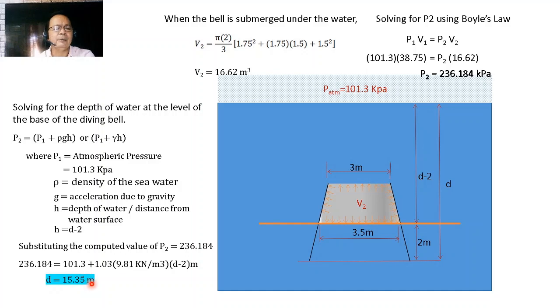D becomes equal to 15.35 meters, meaning at a depth d equal to 15.35, the distance from the bottom of this diving bell, the pressure inside is 236.184, and there is a height of 2 meters inside that diving bell.